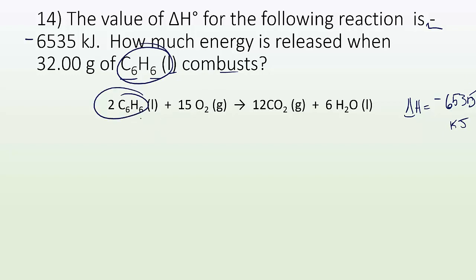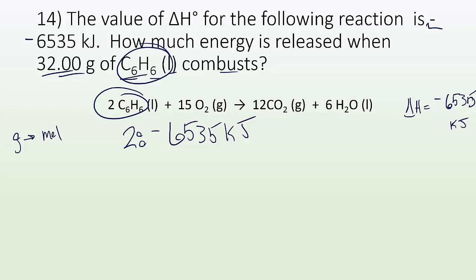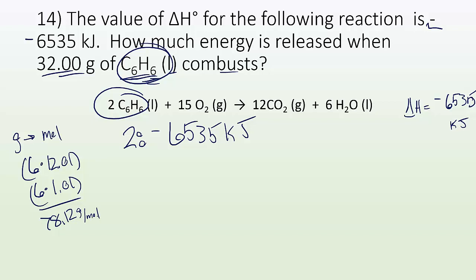So again, set up a proportion: for every 2 moles of C6H6, I release 6535 kilojoules. So that's 2 moles, but they tell me grams. So again, I have to convert between grams and moles. I have to look up and figure out the gram formula mass for C6H6. Carbon is 6 times 12.01 plus 6 H's, so 6 times 1.01, and I add all those together, and I get a mass of 78.12 grams per mole.